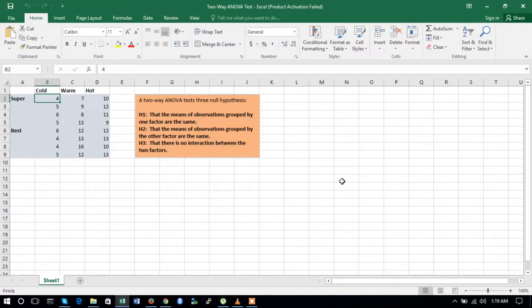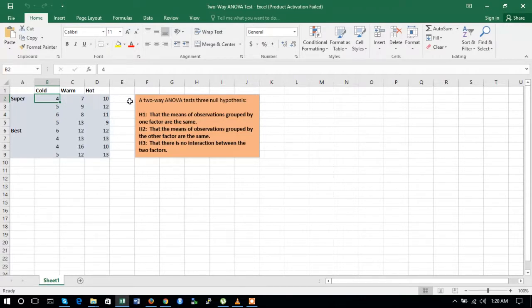In this tutorial we will be conducting a two-way ANOVA test over the given data set. In the given data set we have two different varieties of products. We have the super product and the best product, and we want to consider the effect of temperature on these two products. These are two different varieties of detergents, and these are the various effects of temperature, and we will be conducting a two-way ANOVA test to see whether there is a difference of these temperatures on the functioning of the different products.